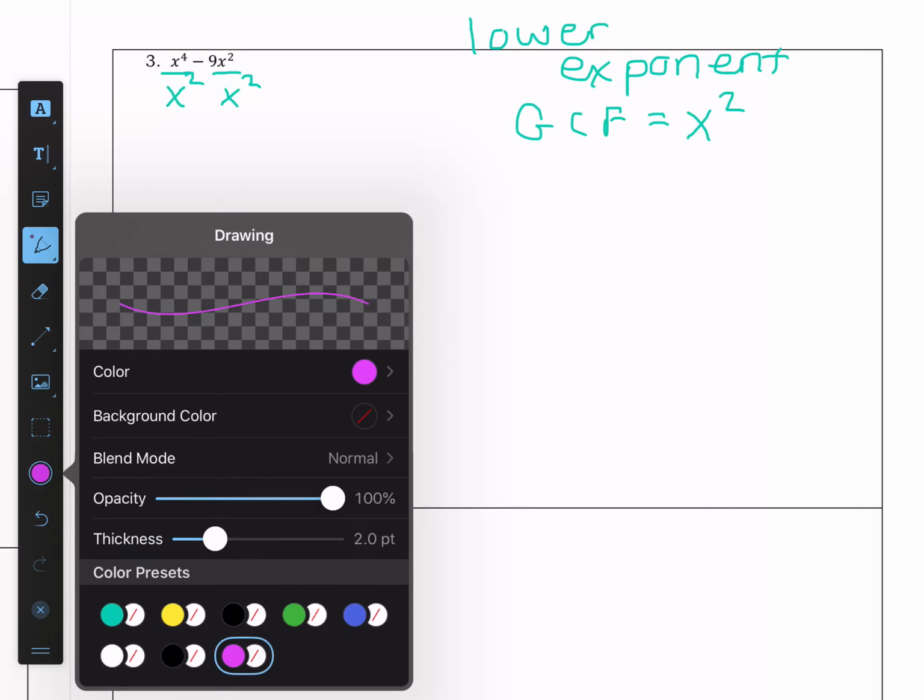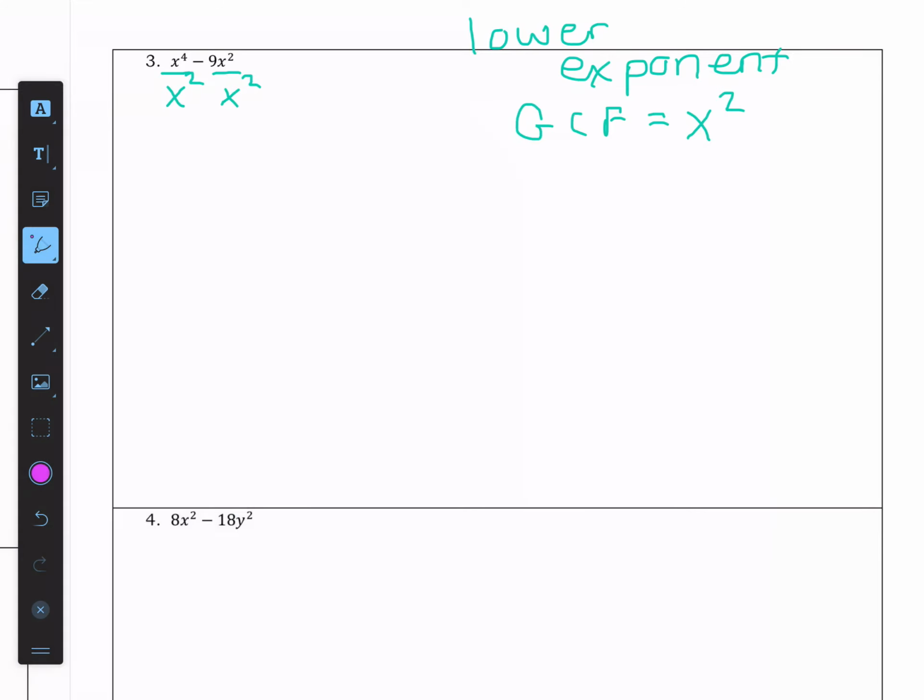Now recall that when we divide variables, we subtract our exponents. So x to the 4th divided by x squared, we just do 4 minus 2 and we get x squared minus. Now with the 9x squared over x squared, the x squared is reduced to 1 and you're just left with 9. So x squared minus 9, but don't forget to put your parentheses. You still had the x squared on the outside.